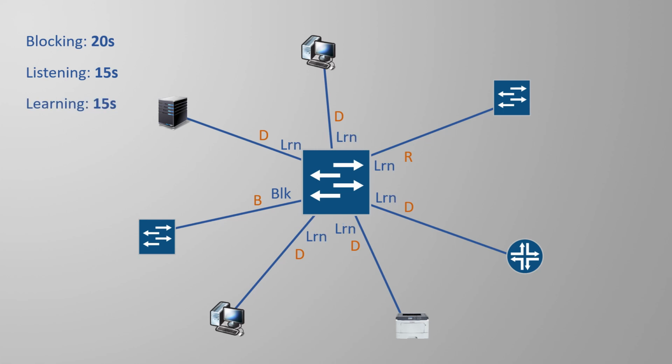After the listening state, the port moves to the learning state. During this state, the switch does what all switches do all the time. It learns MAC addresses and builds the MAC address table. This state lasts for 15 seconds, and still, regular data cannot pass through this port. Finally, the port transitions to the forwarding state, and regular data can now flow. The port will remain in this state until some topology change requires it to go through the process again.